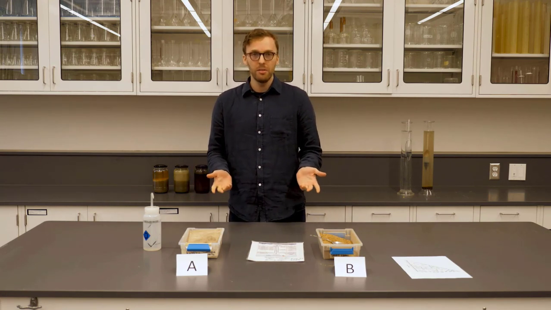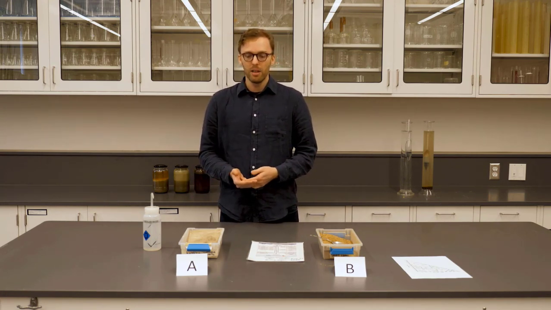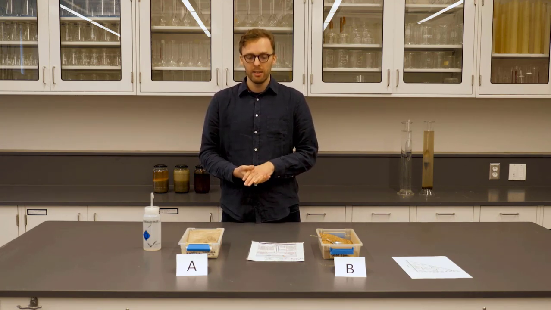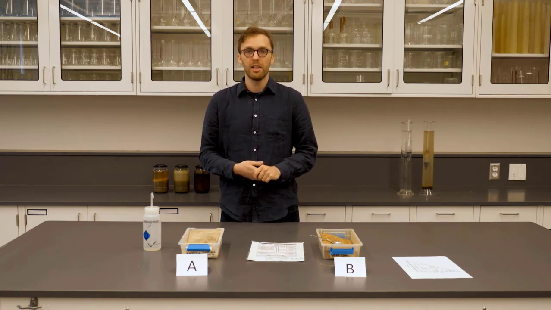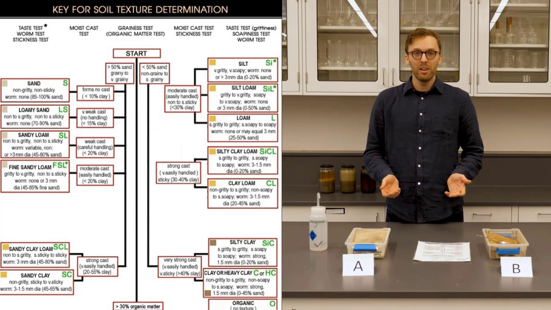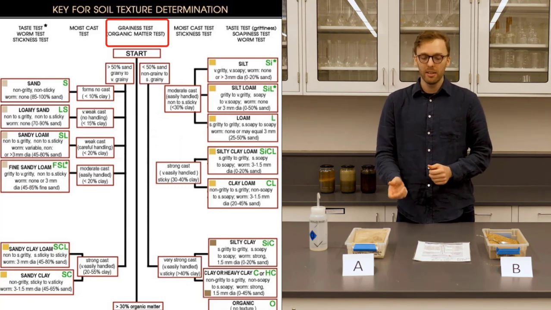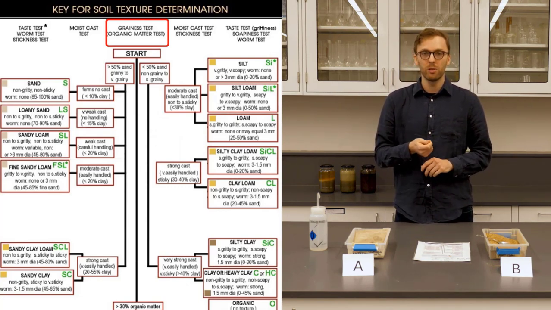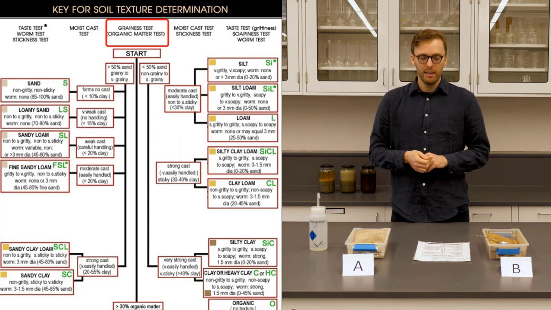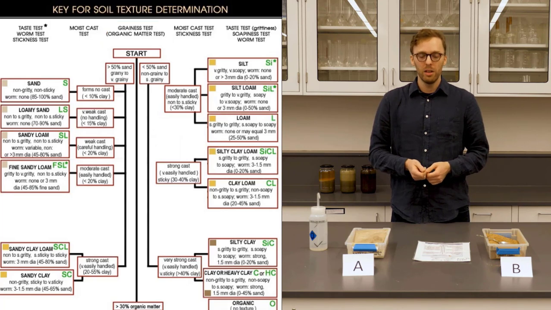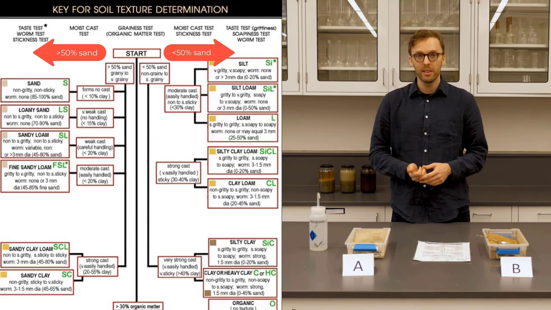In front of me, I have two different soil samples of unknown texture, soil sample A and soil sample B, and we're going to be working through the Canadian Soil Texture Determination Key and comparing our results to the Canadian Soil Textural Triangle. The first step on the soil determination key is the graininess test. So we simply take our sample, put it in our hands, and rub between our forefinger and thumb and feel for individual grains. If there's more than 50% sand in the sample, we move to the left side of the key, and if there's less than 50% sand in the sample, we move to the right side of the key.